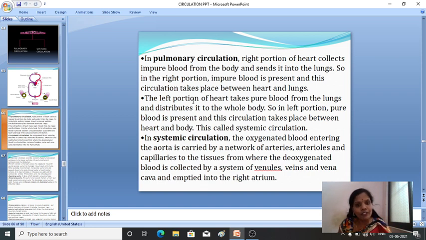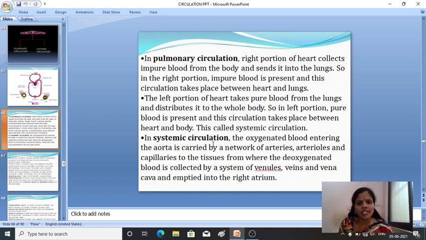Then the left portion of the heart takes the pure blood from the lungs and distributes it to the whole body, to the different parts of the body. So in the left portion, the pure blood is present and the circulation takes place between the heart and the body. This is called systemic circulation, while the circulation which takes place between the heart and the lungs is known as pulmonary circulation.